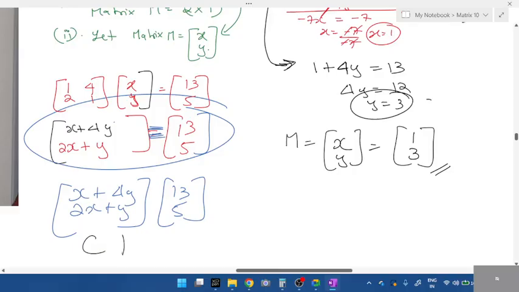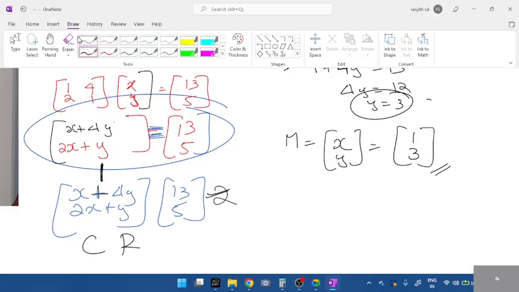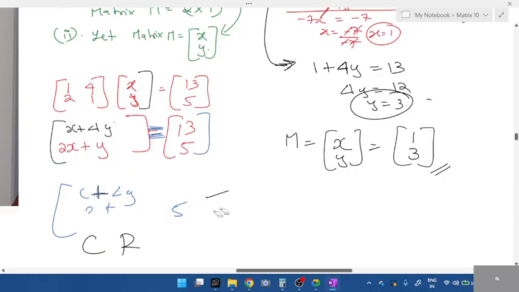The number of columns should be equal to the number of rows. How many columns are there? This entire thing is only one column, right? Here, how many rows are there? Two. So it is not possible to multiply. Only if it is next to each other, students. But here it is not multiplication. A few students misunderstand like that.